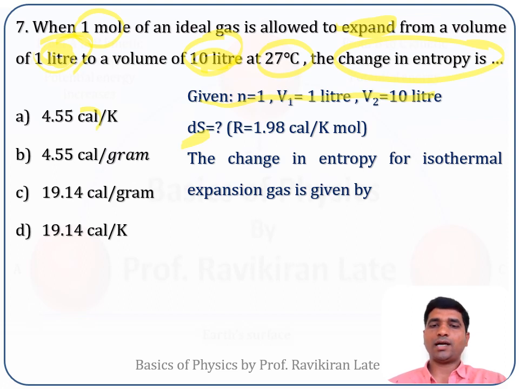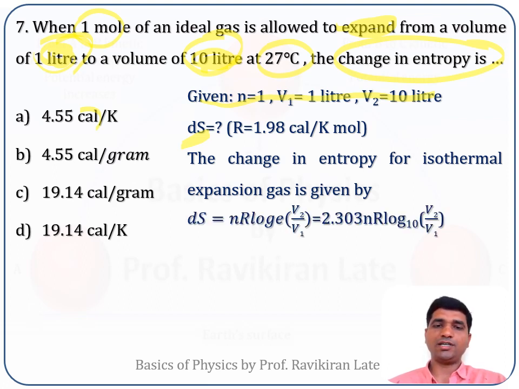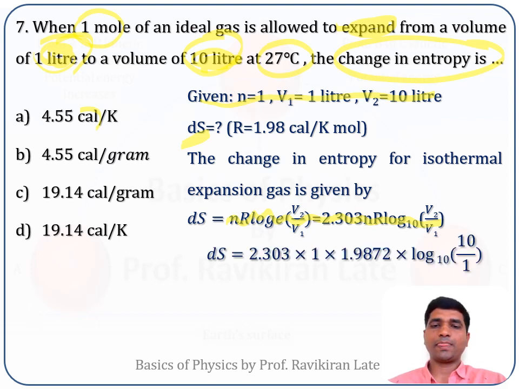Okay, we know that the change in entropy at a constant temperature during an expansion, or during an isothermal expansion, is given by dS is equal to 2.303 nR log V2 by V1. In this case, the value of n is 1, so we are substituting it as it is. This value of R is 1.9872, and this 2.303 as it is, and this log as it is. The value of V2 is 10, and the value of V1 is 1.